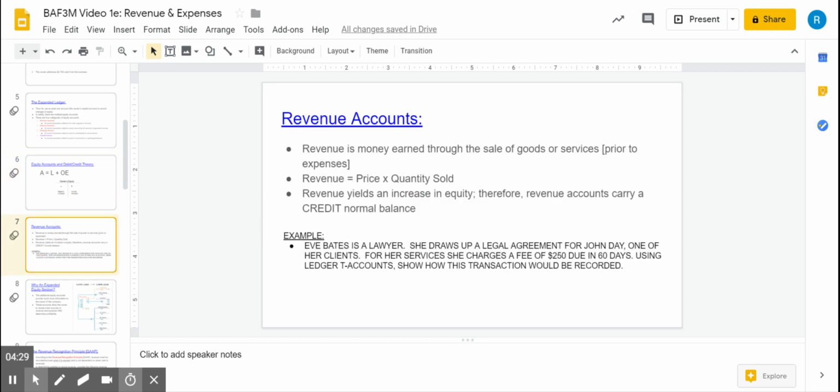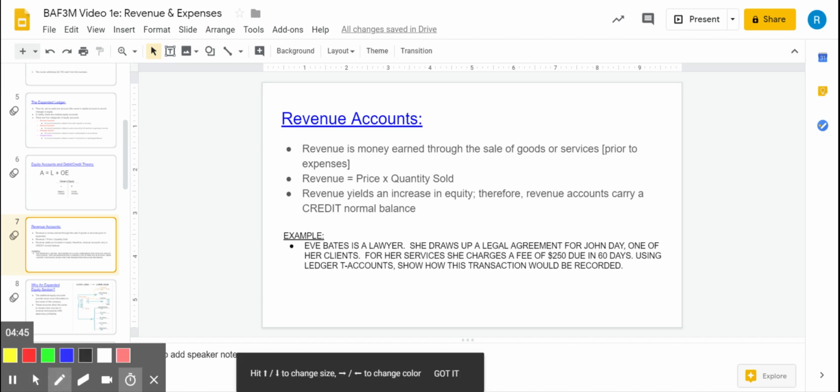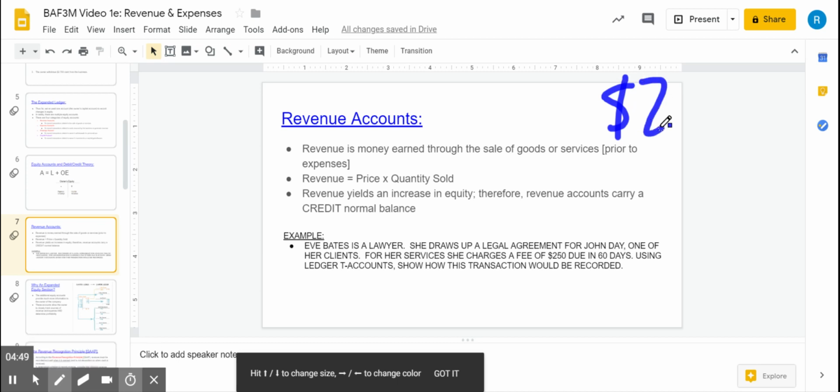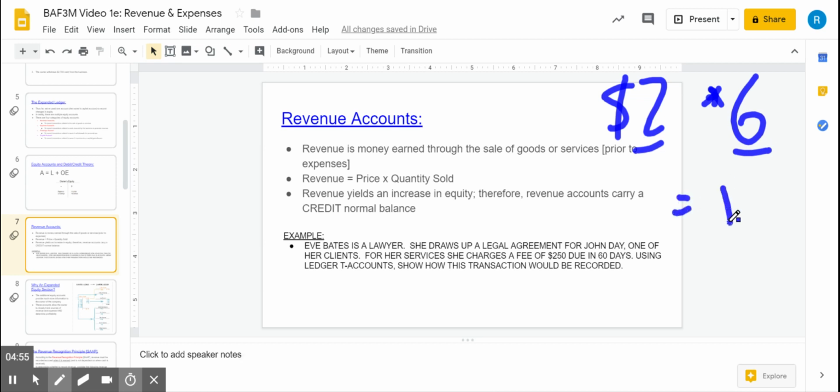Okay, so let's do these one by one. I'll do an example, then I'll show you some important things. Then you'll do an example for each of revenue, expenses, and drawings. So first, revenue. As you might already figure out, revenue is money earned through the sale of goods and services prior to expenses. If you need to calculate revenue in broad terms, we just multiply the price of something times the quantity sold. The idea is if a bundle of bananas is $2 and I buy 6 bundles of bananas, this is the quantity sold, and this is the price per unit. So here the revenue would be $12. Very intuitive, very simple.